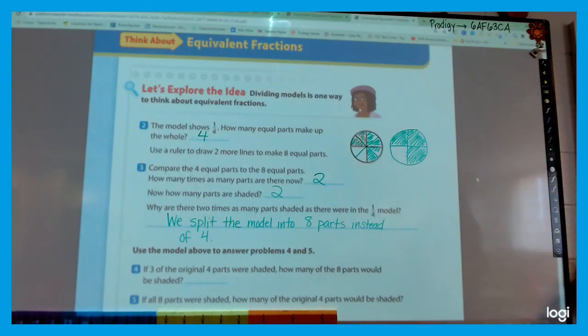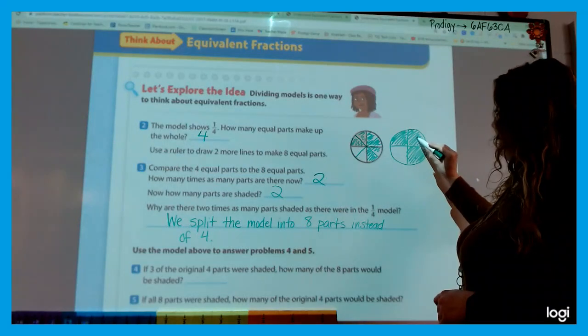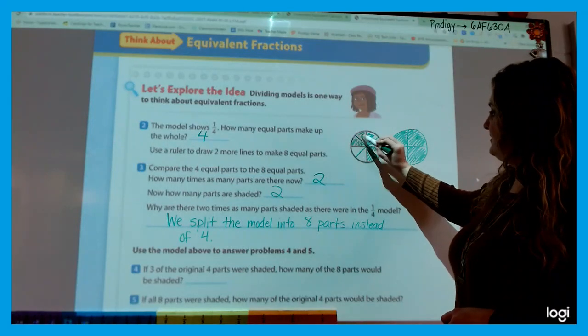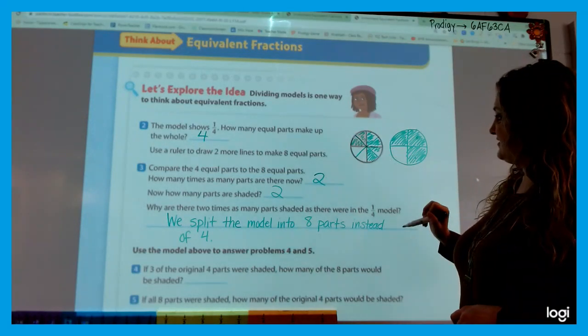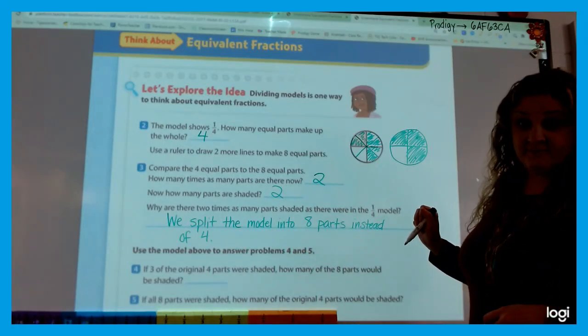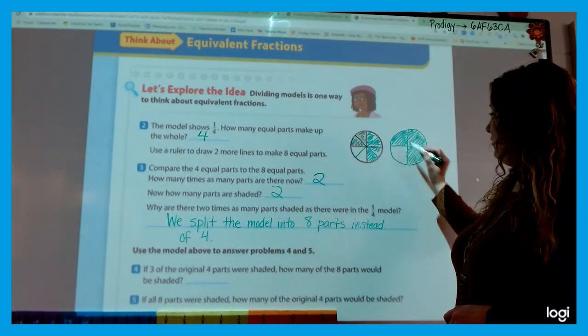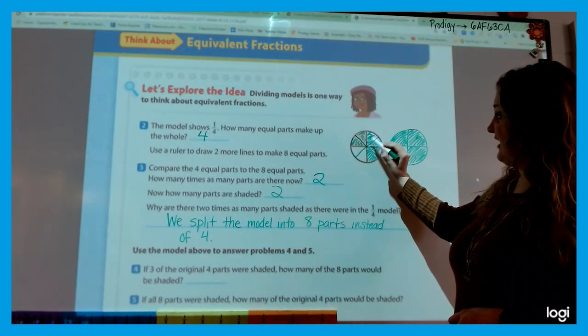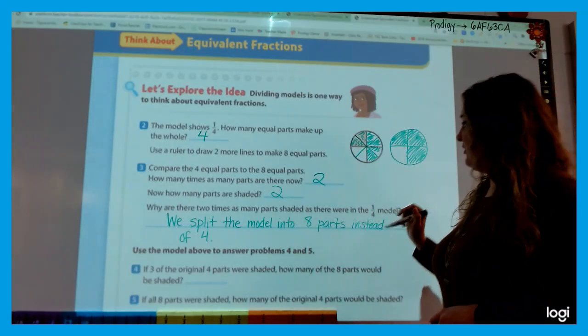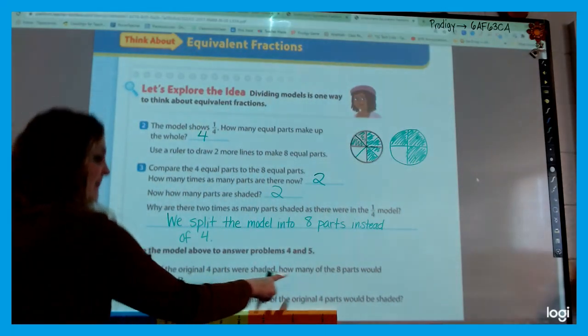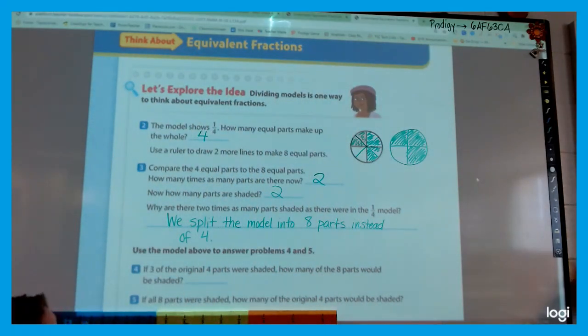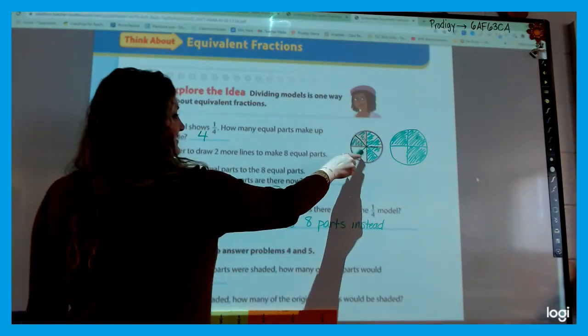So now we have to count. Instead of having 3 spaces filled in, we have 1, 2, 3, 4, 5, 6, which makes sense, right? Since we split each of these in half, instead of each of them being 1 space, now they each have 2. So, how many of the 8 parts would be shaded? 6. There's only 2 spaces not shaded.